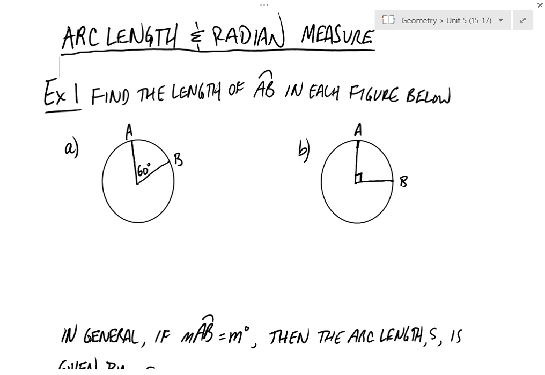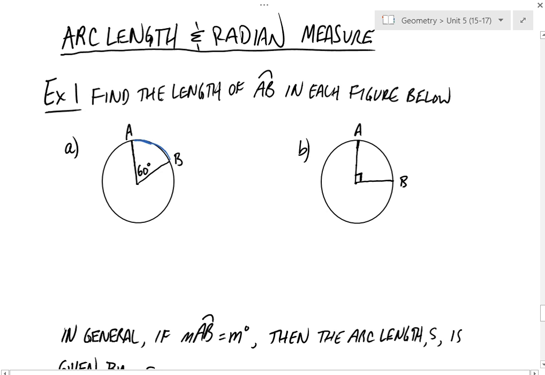Hello. In this lesson, we're going to learn about calculating the length of arcs and circles, and then a new unit of measurement for angles called radians. In these first couple examples, we're going to calculate the length of an arc.